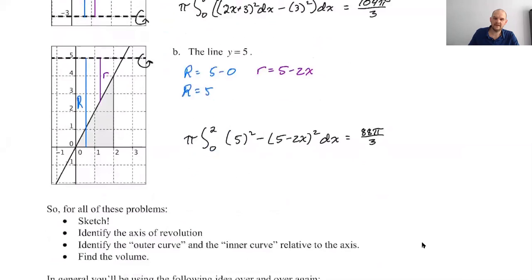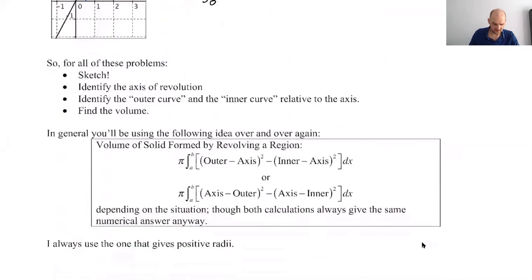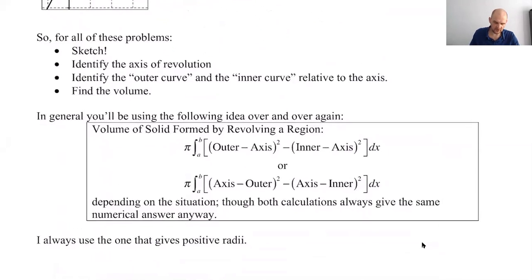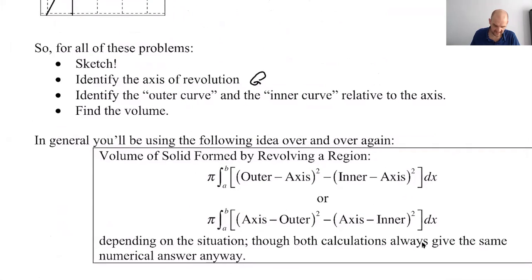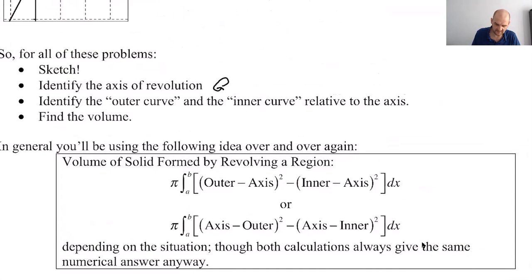All right. Here are the generalizations that you've probably been hoping for. For all problems, what you are going to do is sketch the region. You are then going to identify the axis of revolution. And how do you do that? You're going to draw a little loopy thing to show that that's what you're going around, right? Then you're going to want to find the outer curve and the inner curve relative to the axis.